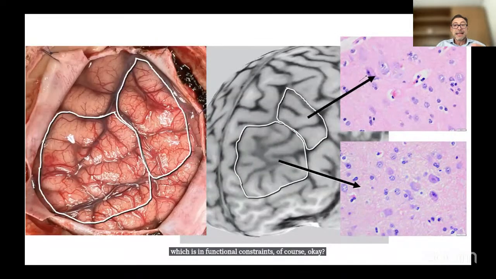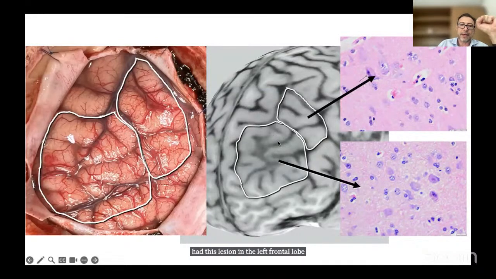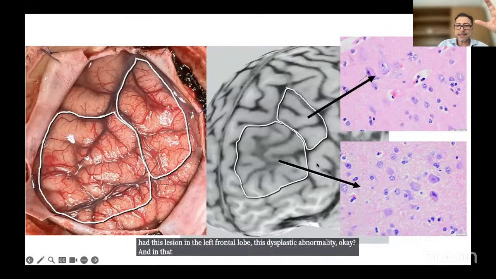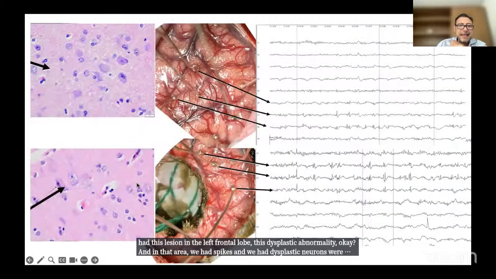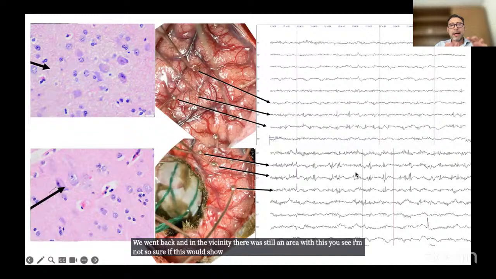Let me follow this. This is another patient which was a very interesting case. You see, this psychologist had this lesion in the left frontal lobe, this dysplastic abnormality, okay? And in that area, we had spikes and we had dysplastic neurons, it was very clear. But as you see here, after we resected the first part, we went back, and in the vicinity, there was still an area with this, you see. I'm not so sure if this would show up so well in an SEEG recording in terms of seizure generation, because most seizures probably would come from the area that you had most spikes in the beginning. But then you also had this.